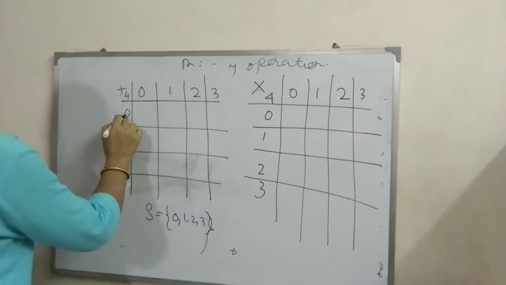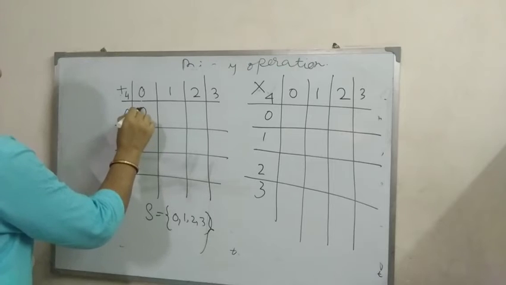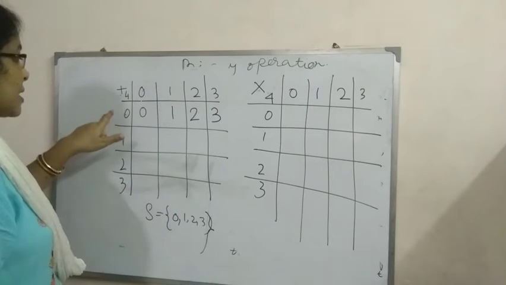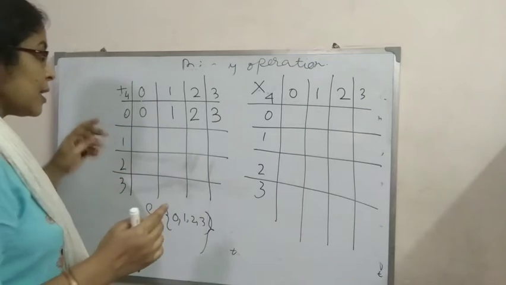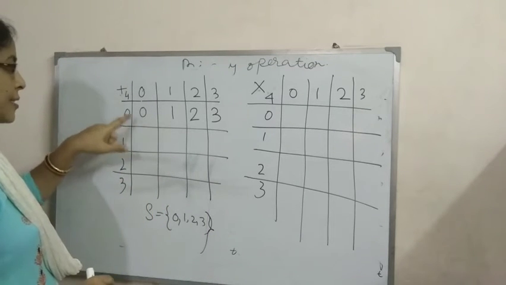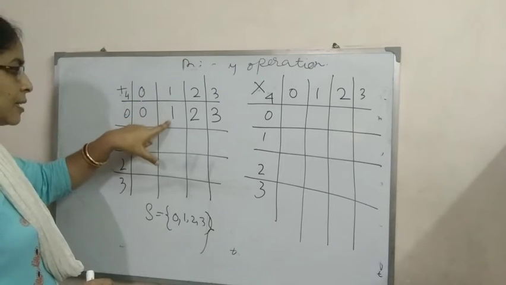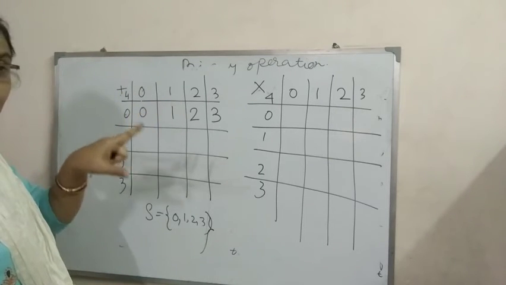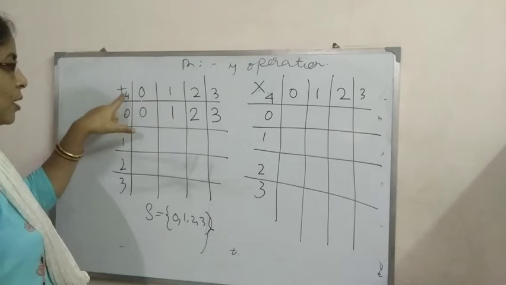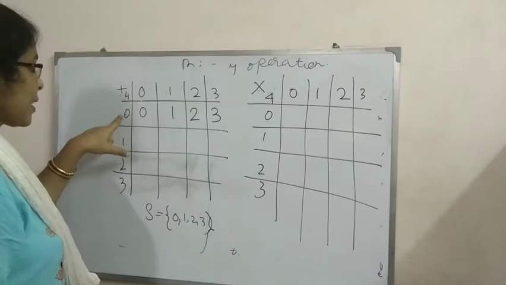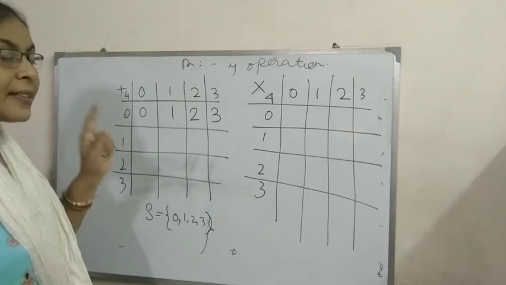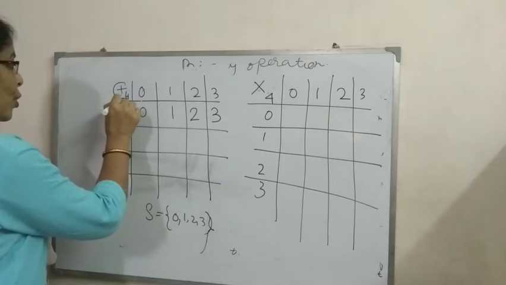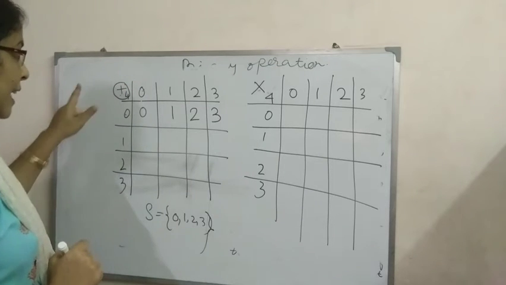I will add these elements: 0 plus 0 equal to 0, 0 plus 1 equal to 1, 0 plus 2 equal to 2, 0 plus 3 equal to 3. 0 plus 0 equal to 0, and 0 divided by 4, that is equal to 0. 0 plus 1 equal to 1, 1 is divided by 4, the remainder is 1. 0 plus 2, that is 2. 2 is divided by 4, so remainder is 2. 0 plus 3 equal to 3, and 3 is divided by 4, I will get remainder 3. This is modulo 4. Addition modulo 4.